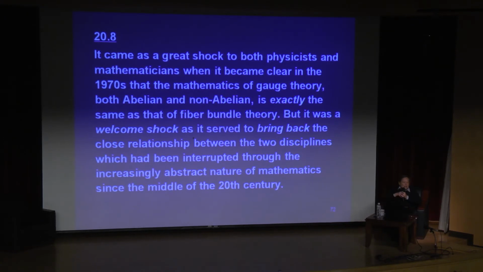It came as a great shock to both physicists and mathematicians when it became clear in the 1970s that the mathematics of gauge theory, both abelian and non-abelian, is exactly the same as that of fiber bundle theory. But it was a welcome shock, as it served to bring back the close relationship between the two disciplines, which had been interrupted through the increasingly abstract nature of mathematics since the middle of the 20th century.